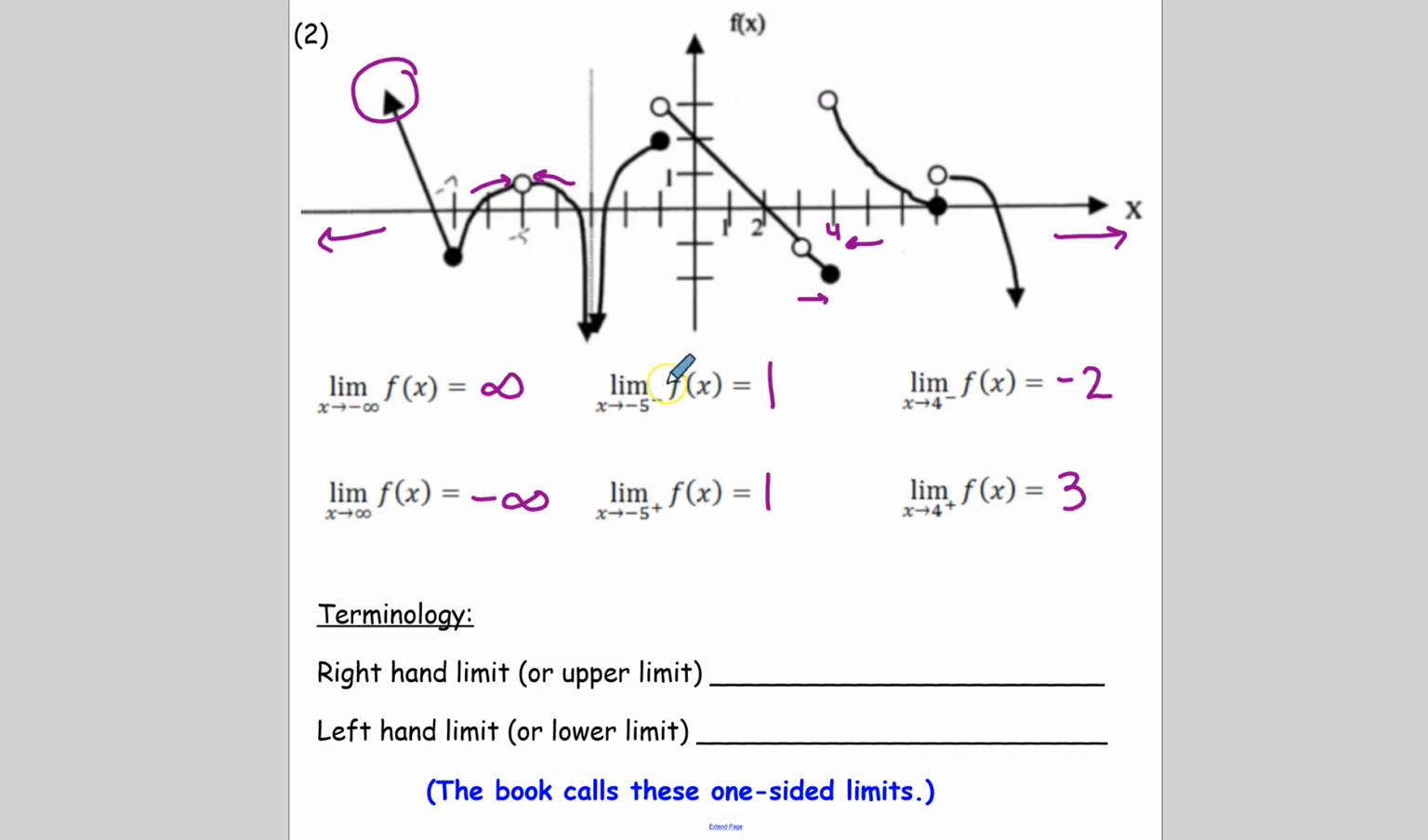Now, 4 of these limits were one-sided limits. That's what the book calls them, one-sided limits. Those are limits from the right or limits from the left. They can also be called upper limits if you're going from the right, or they can be called lower limits if you're going from the left. So the right-hand limit in general would be the limit of f of x as x approaches a plus, and then the left-hand limit, the limit of f of x as x approaches a minus.